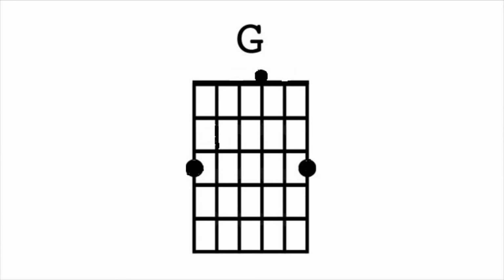And the root note, which is G, can be found in three places. The first is on the low E string at the third fret. The second would be the open third string, which is G. And then the third would be the high E string at the third fret.